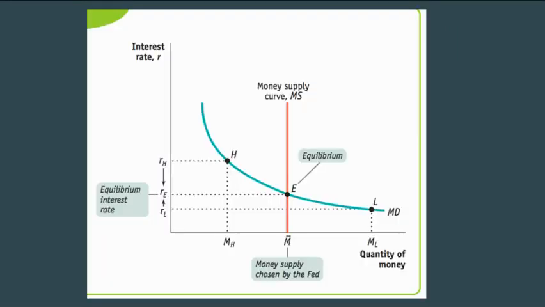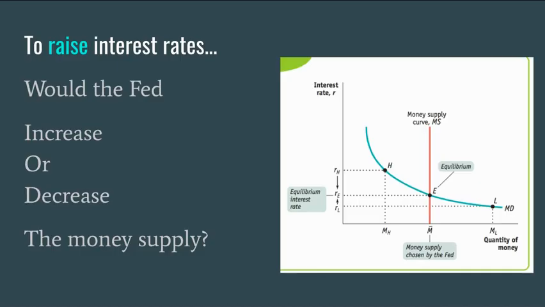Here's a picture of the full money market graph. And as you can see from that red line, that's the money supply curve. And it says at the bottom, money supply chosen by the Fed. Those are the guys they pay the big bucks to, and women, there are women on the board too, to decide what the money supply should be in our country. So question for you. If the Fed wants to raise interest rates, would they increase or decrease the money supply? Look at the graph, shout out your answer.